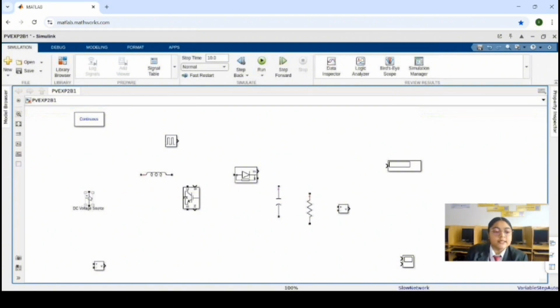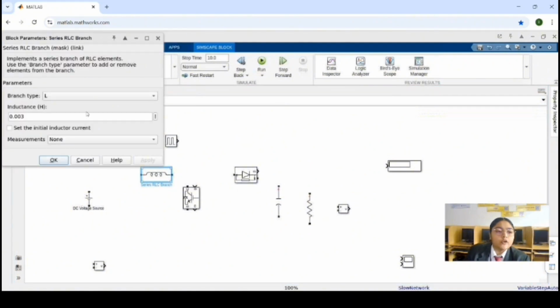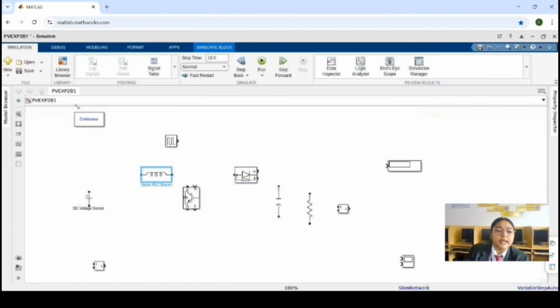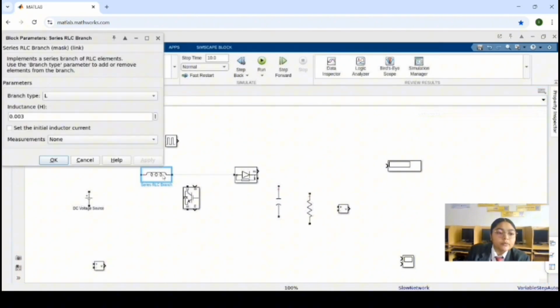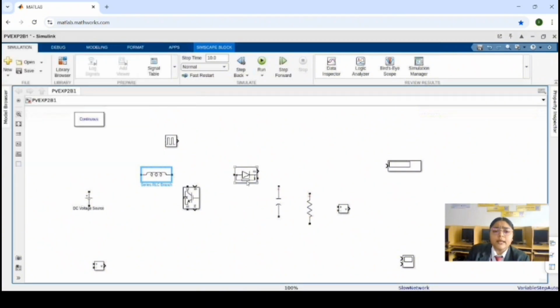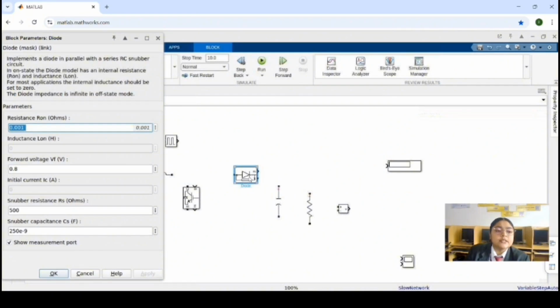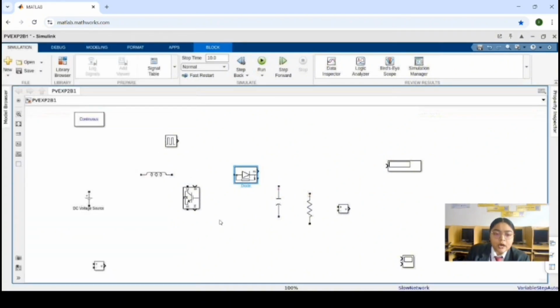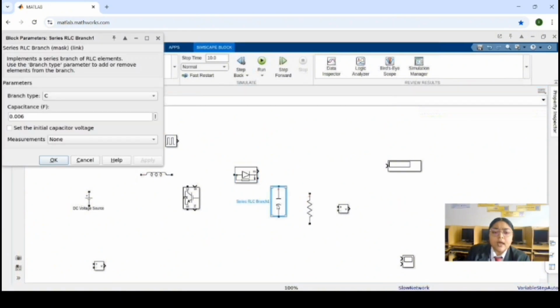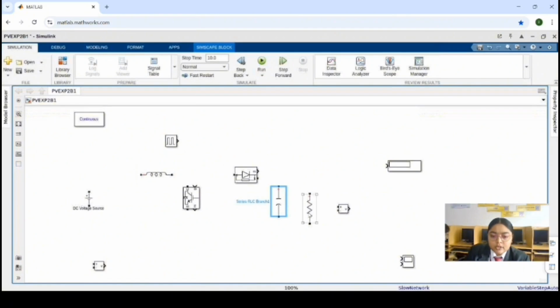Let's start our simulation. Firstly, we take a DC voltage source. The value of the DC source is 20 volts, and next we take a series RLC branch. In the series RLC branch we take inductance, and the value of inductance is 0.003. Next we take a diode, and the diode resistance is 0.001. Secondly, we take one capacitor. The capacitor value is 0.006.